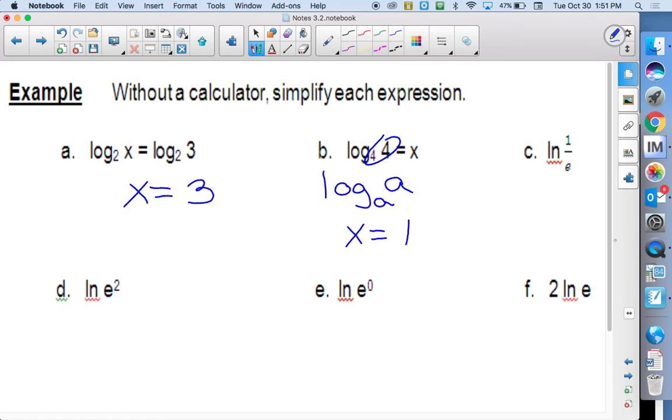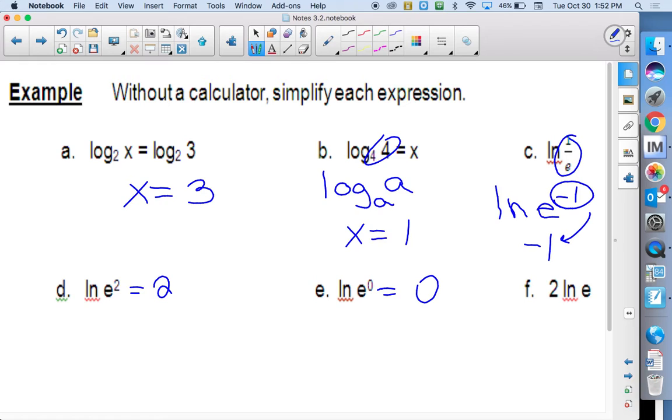The third one, we have natural log of 1 over e. Now we're going to do one little thing with this. How could you change the way 1 over e is written? E to the negative 1, because then it applies to the third property. Whatever the exponent is, that's how it simplifies. So if I have the natural log of e to an exponent, the exponent is the simplified value. So letter D is just 2. Letter E is just 0.